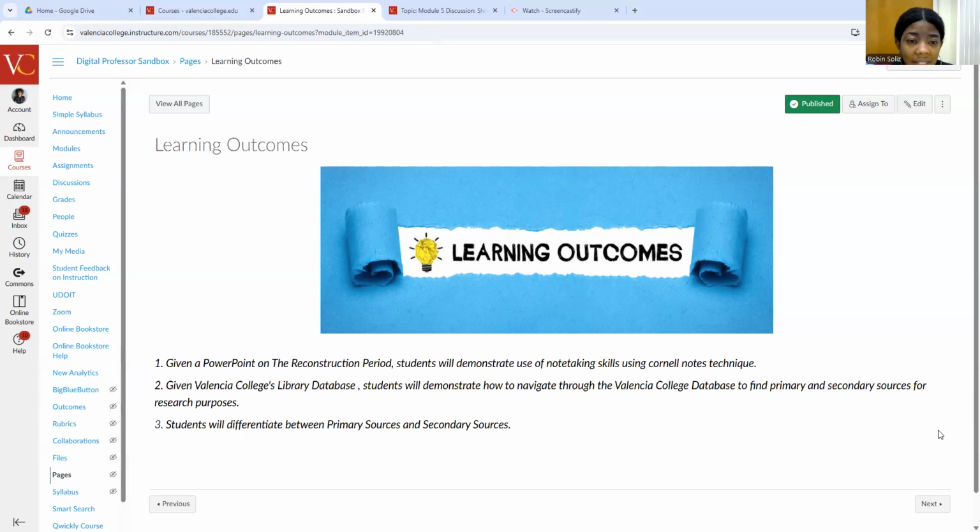So the assessments in this course are not really heavy. They're more so about getting the students acquainted with how I work in the course. The assessments I'll be looking at are: how are your note-taking skills when it comes to Cornell note-taking? How well do you navigate the library database, because we will need those resources in the future? And can you differentiate between a primary source and a secondary source?